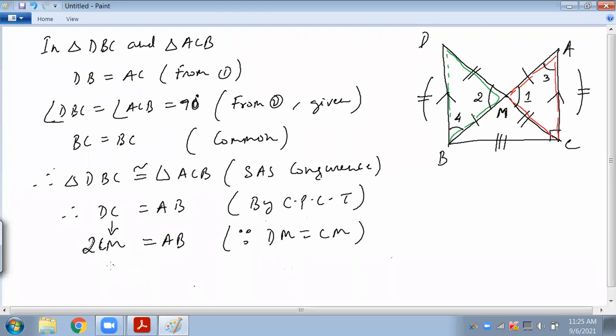Then from this, find CM. CM will be AB by 2, and AB by 2 we can write as half of AB. So that is what you were asked to show, so hence proved.